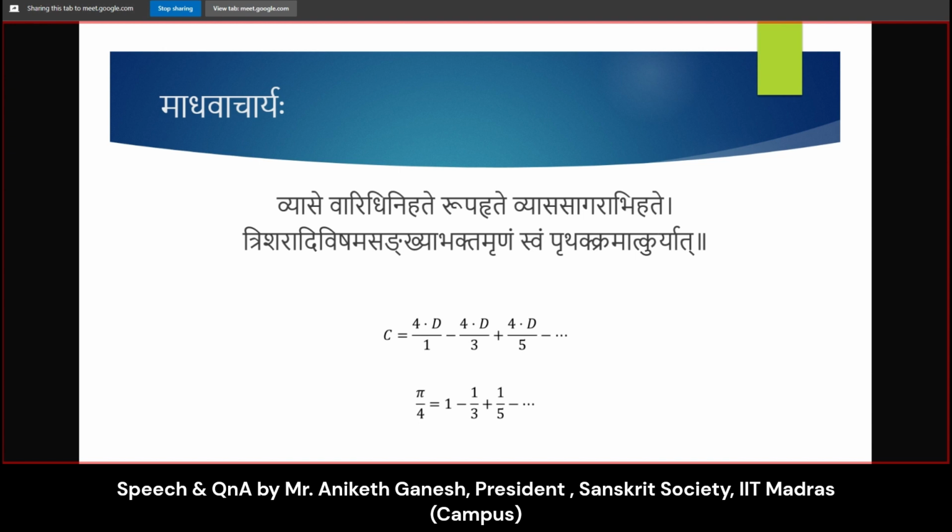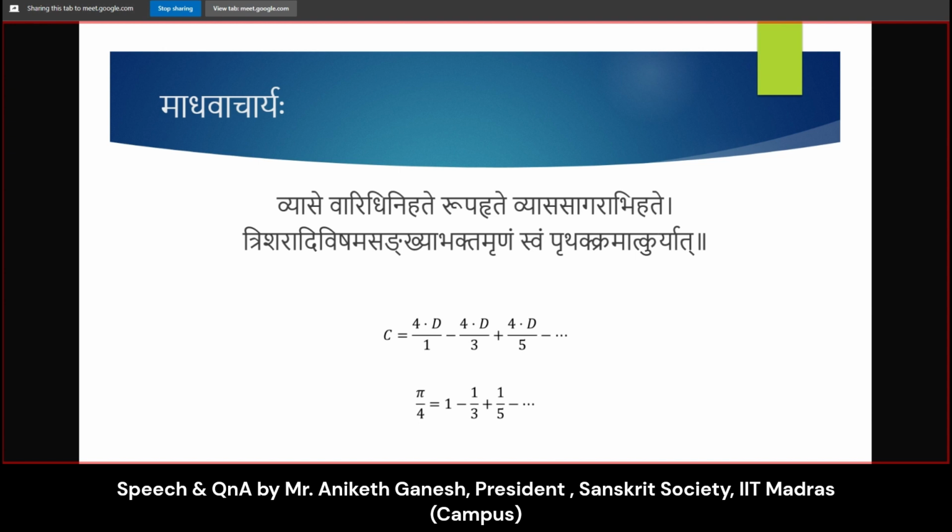Vyasa Sagara Vihate. Again Vyasa multiplied by 4 multiplied by Sagara. Then Trisharadi Vishama Sankhya Bhaktam. 3 is 3. Shara, like I was saying, means arrow. It is Bhuta Sankhya for 5. Vishama Sankhya is the technical term for odd number. You multiply this Vyasa by 4, divide by the odd numbers starting from 3 and 5. Then what are you supposed to do? Rinam Swam. Rinam is loss, subtraction. Swam is addition. Prithak Kramat Kuryat. You should do this alternately, addition and subtraction.